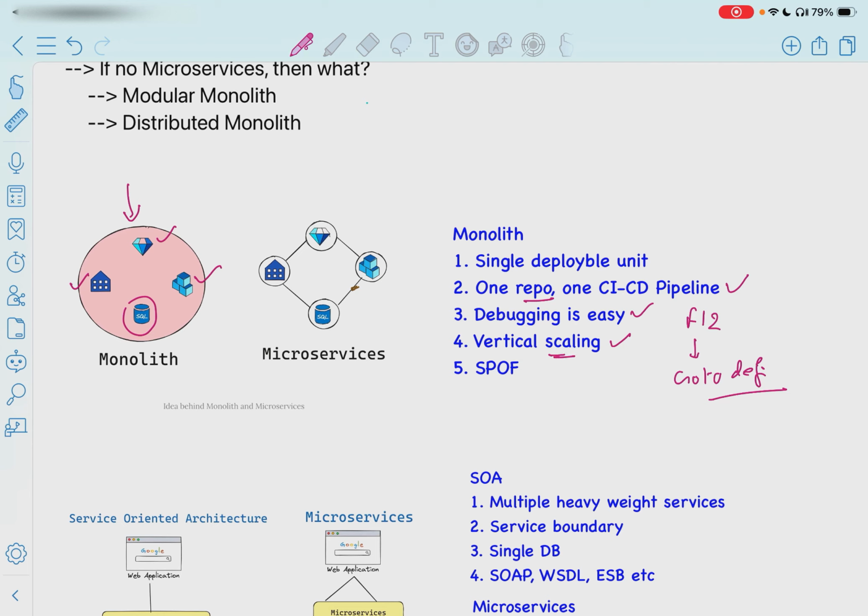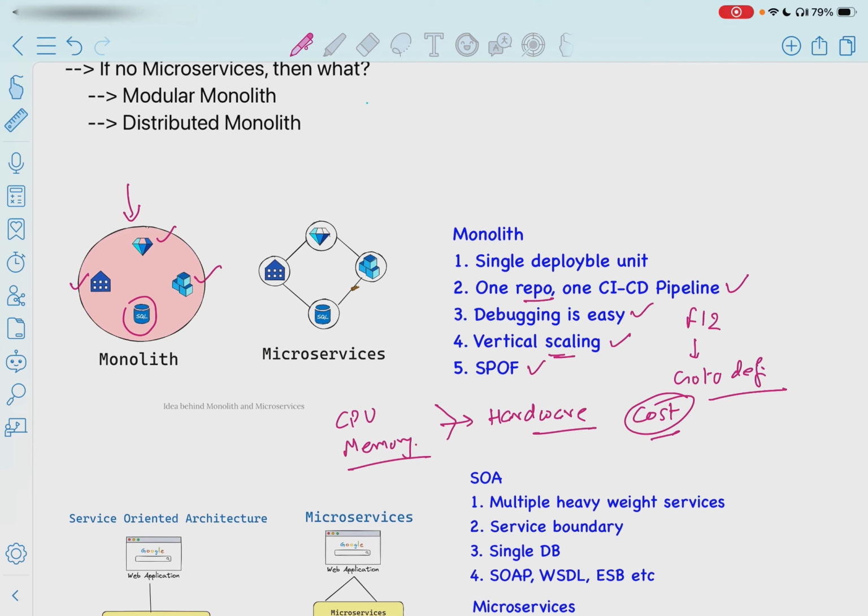So we can increase the CPU, we can increase the memory, right? But basically what we are trying to do here is improve the hardware of our system. And definitely it has a constraint, and the constraint is cost, right? So the cost will exponentially increase after a certain limit. Okay. And another problem with this kind of architecture is single point of failure.